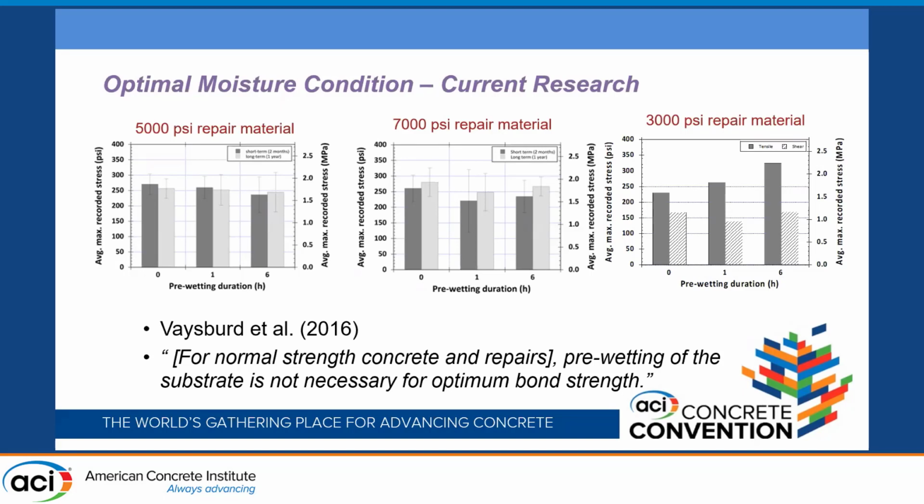You can pretty much see from these figures that the bond strength is very similar between all three conditions, and it's actually better with a dry surface, in this case especially with the 5,000 and 7,000 psi repair materials, which are commonly used for our repair work.